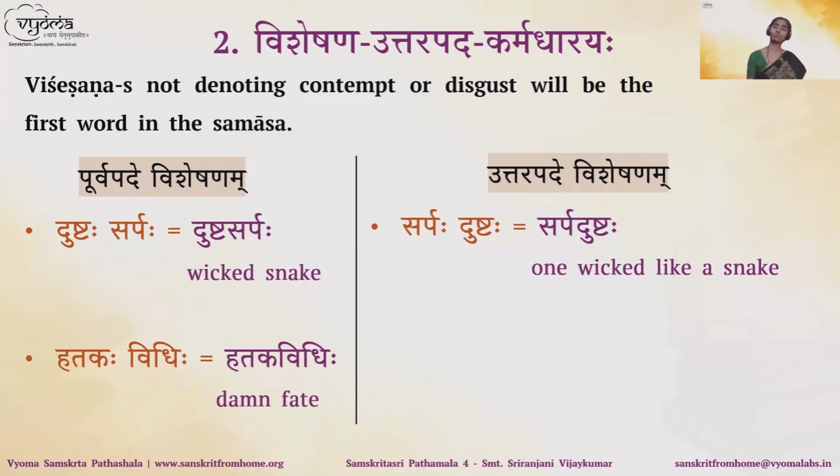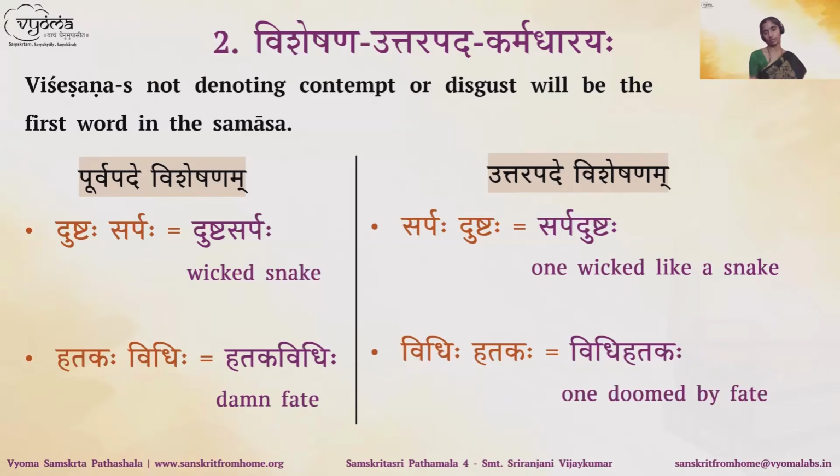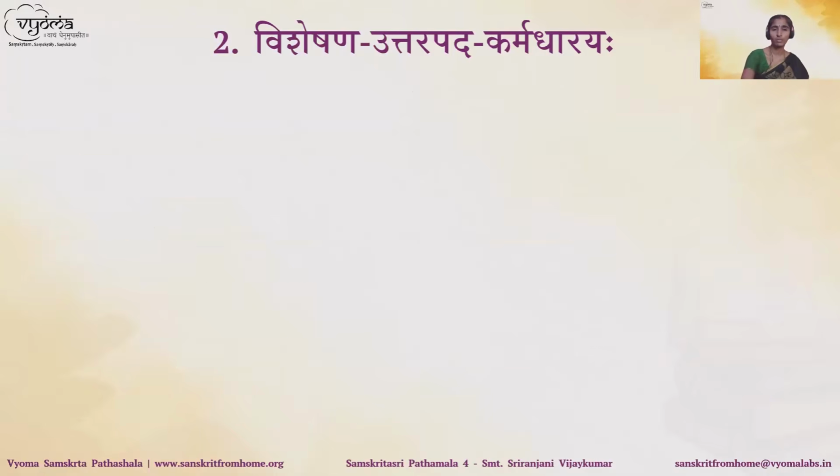Hatakaha vidhi, a damn fate. Hatakaha is the Visheshanam, vidhi is the Visheshya pada. When you use the same word as the Uttarapada, vidhihatakaha means one who is doomed by fate. This person is a vidhihataka, said when mocking him, saying he is doomed by fate. So when Visheshana comes as an Uttarapada, it normally conveys a sense of anger, contempt, or disgust. That is Visheshana Uttarapada.